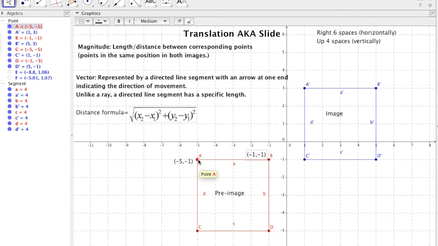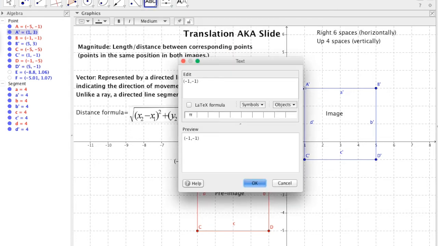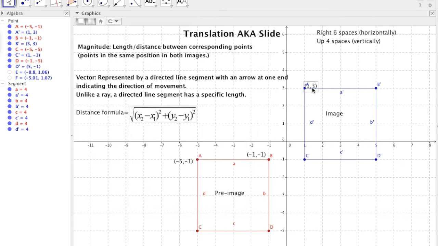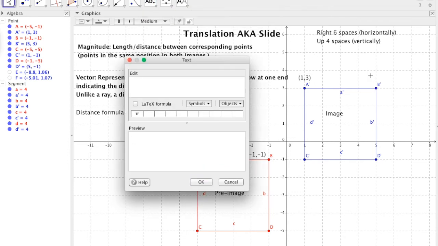So I want to find the distance from point A to its translated point, A prime. So I also need to know the coordinate point of this point. So what are the coordinates of this point? That's going to be over 1 and up 1, 2, 3. So (1, 3). So that is the coordinate for this point, and then the coordinate for B prime is over 5 and up 3. So that will be (5, 3).